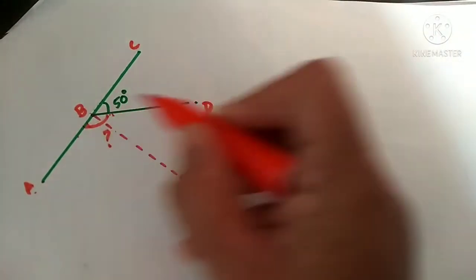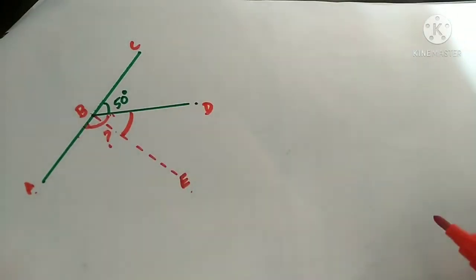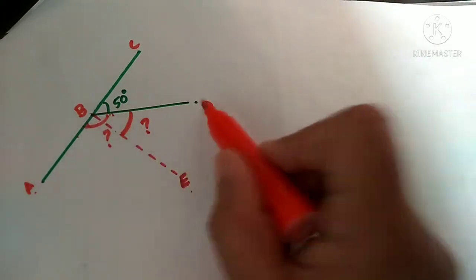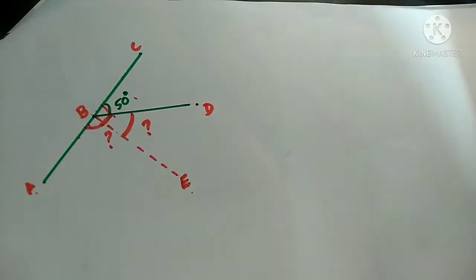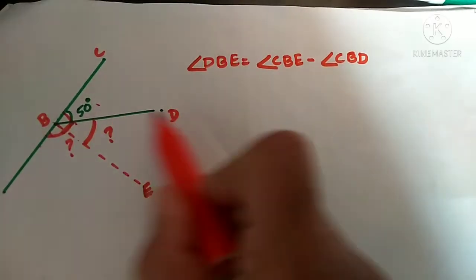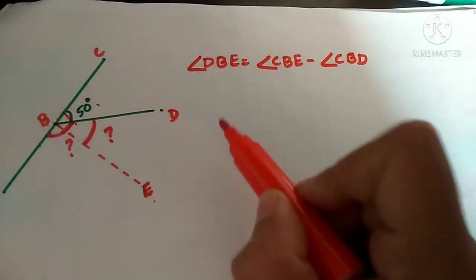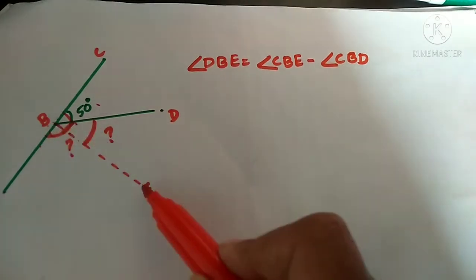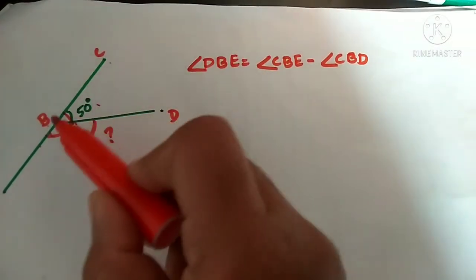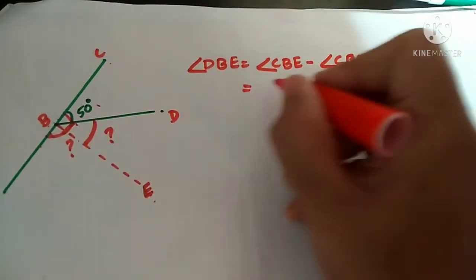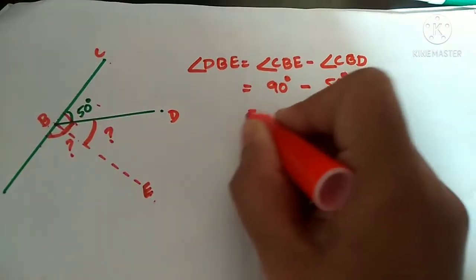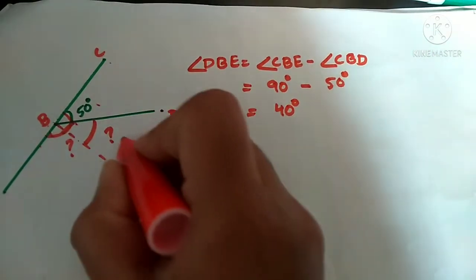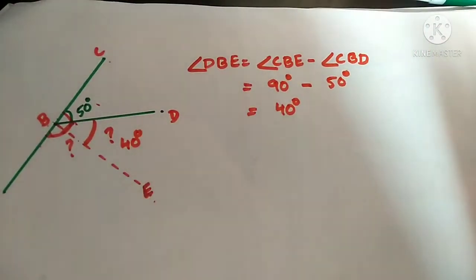To find this angle, first we need to find how much is this. To find this angle EBD, we need to subtract this 50 degree from 90 degree. So we write angle DBE is equal to angle CBE minus angle CBD, that is 90 degree minus 50 degree, that is equal to 40 degree. So we get this angle as 40 degree.